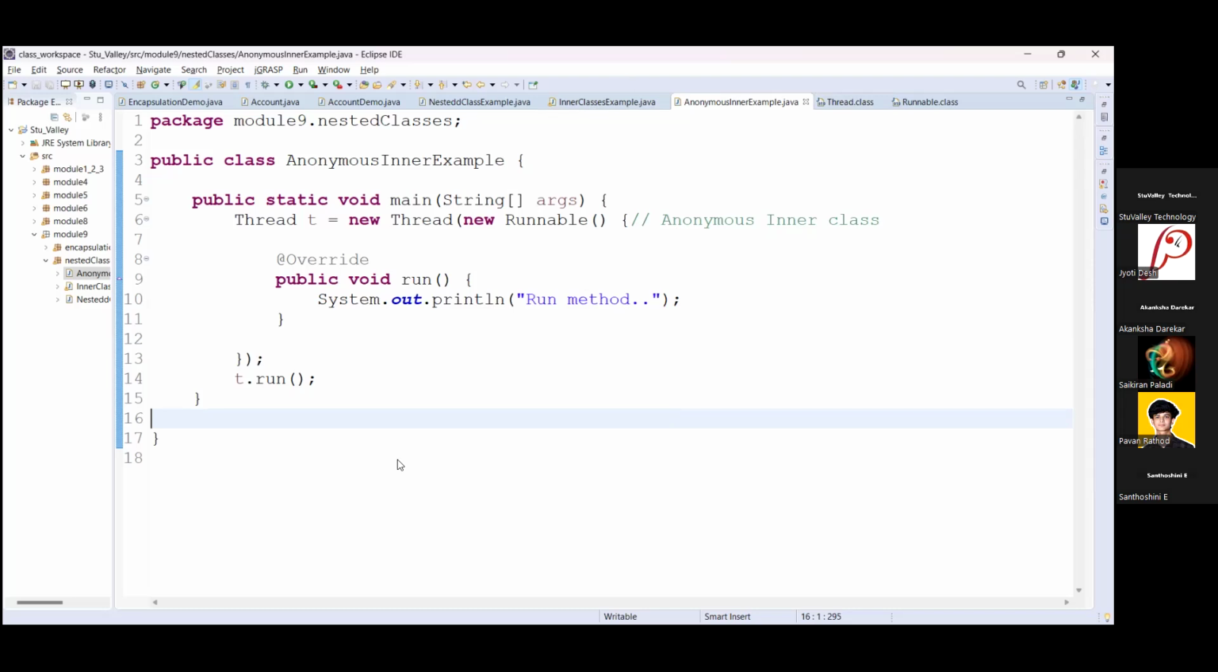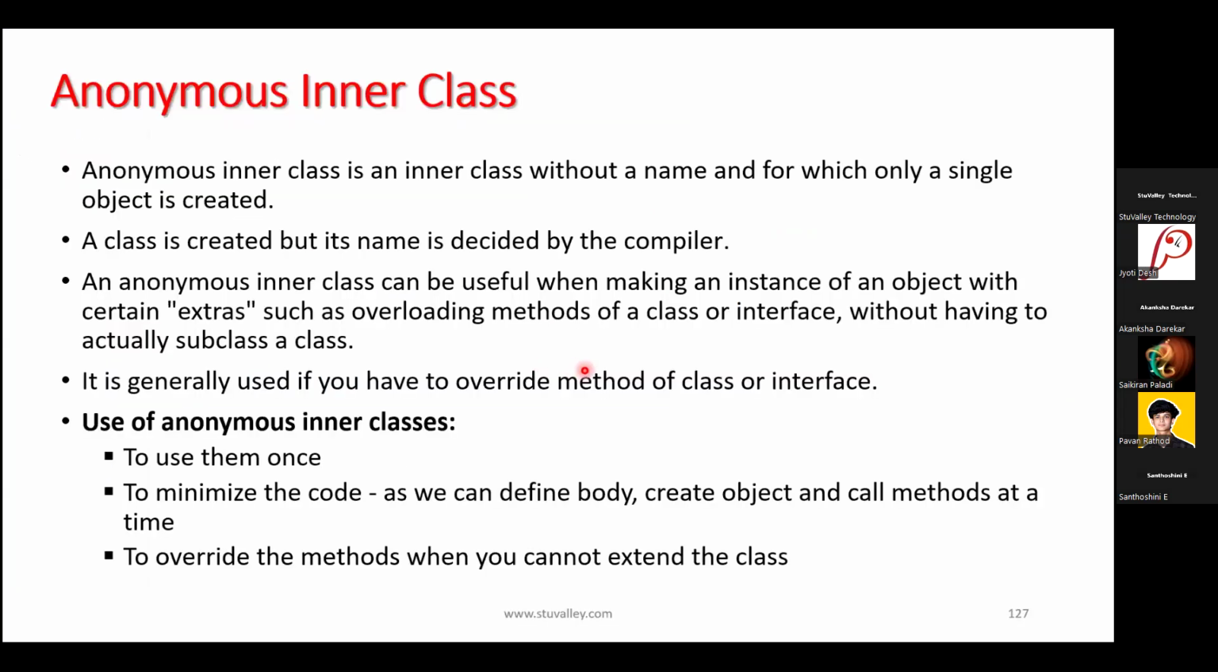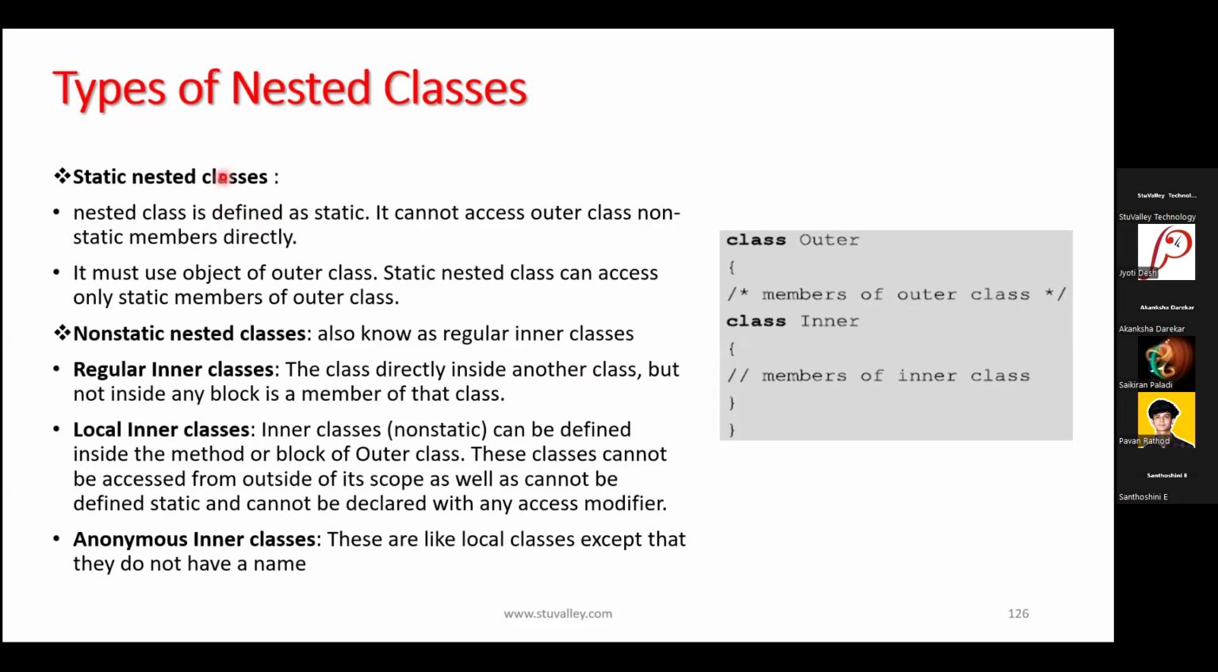I think everyone is clear with the concepts of nested classes and inner classes. Nested classes are of two types: static nested class and non-static nested class. Non-static nested classes are also known as inner classes. There are three different types of inner classes: regular inner class, local inner class, and anonymous inner class.